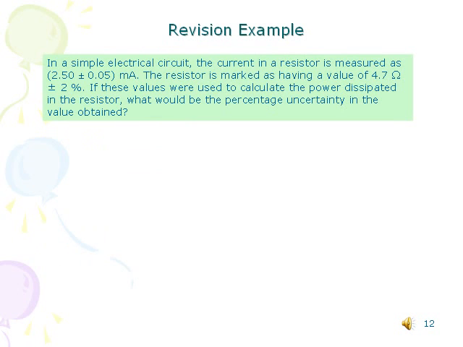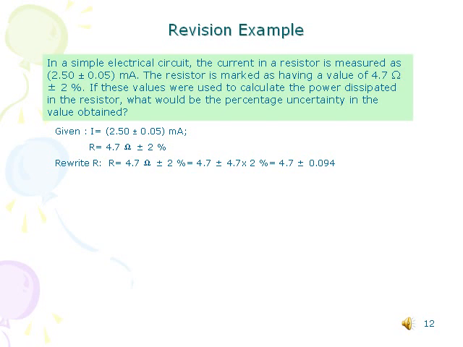This is a revision question. In the question, you are given currents as well as a resistor. For the resistor, the uncertainty is in terms of percentage, so you have to convert the 2% into terms of values. I leave this question for you to read.